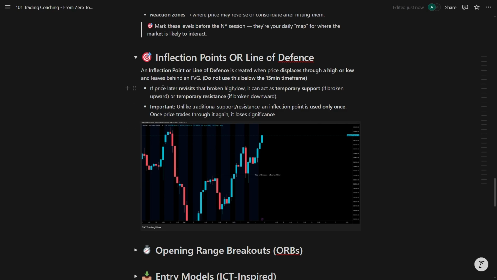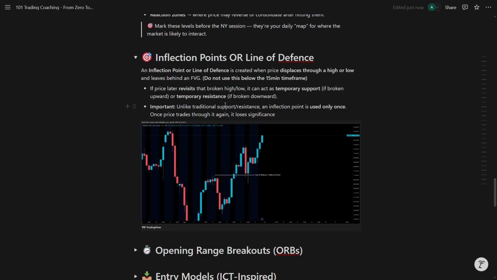So if price later revisits that broken high, for example, in this example, we have a broken high, and we displaced through this high with many fair value gaps. When we come back to it, we can expect a reversal. We can expect this to hold as support, and if it was a bearish example, to be the opposite. So it can act as temporary support or temporary resistance.